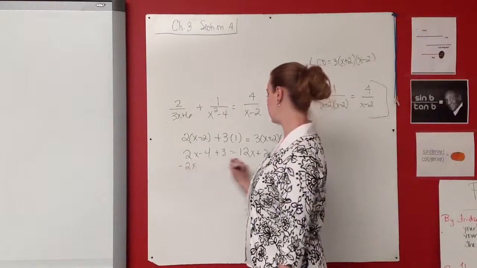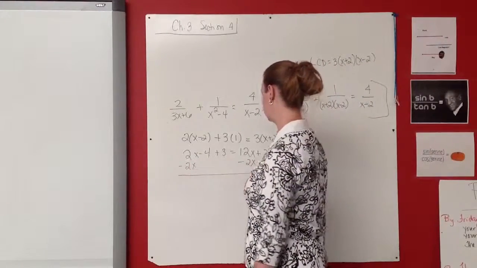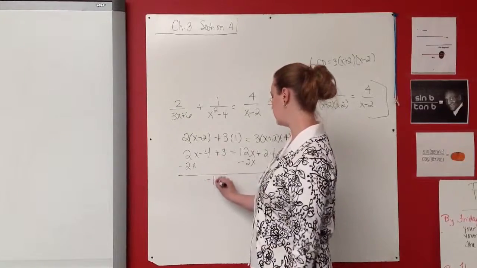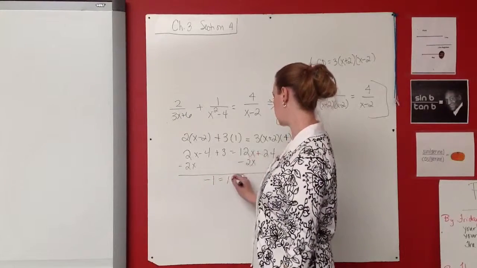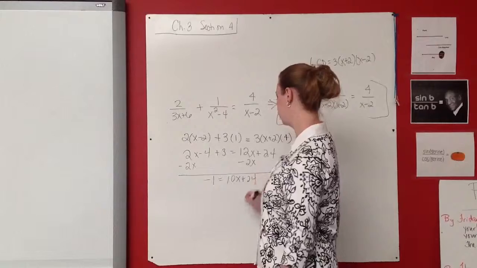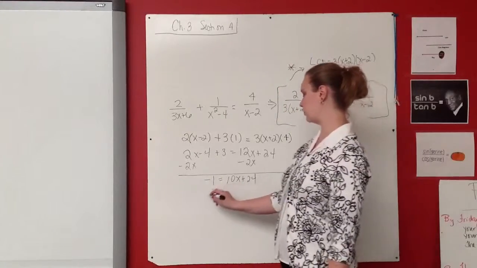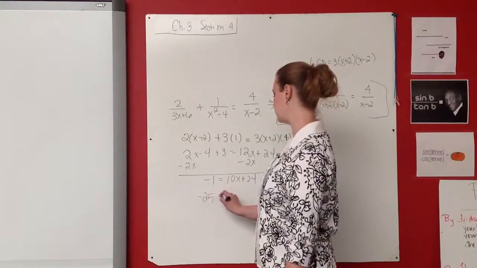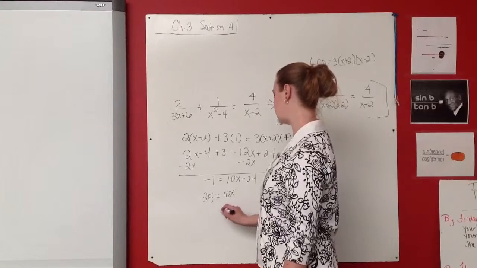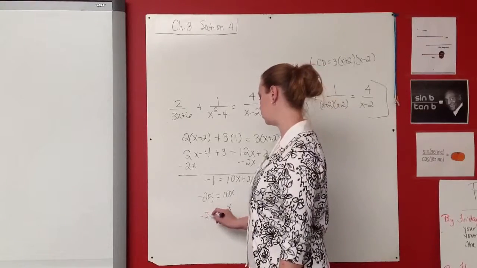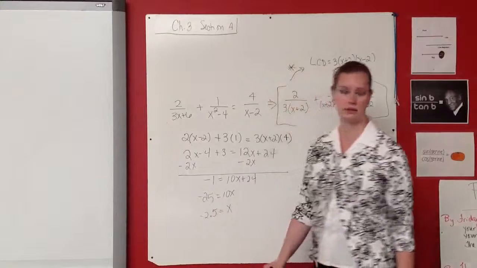Subtract 2x from both sides. Negative 4 and 3 is negative 1 equals 10x plus 24. Subtract 24 from both sides, so negative 25 is equal to 10x. Divide both sides by 10, so negative 2.5. X is equal to negative 2.5.